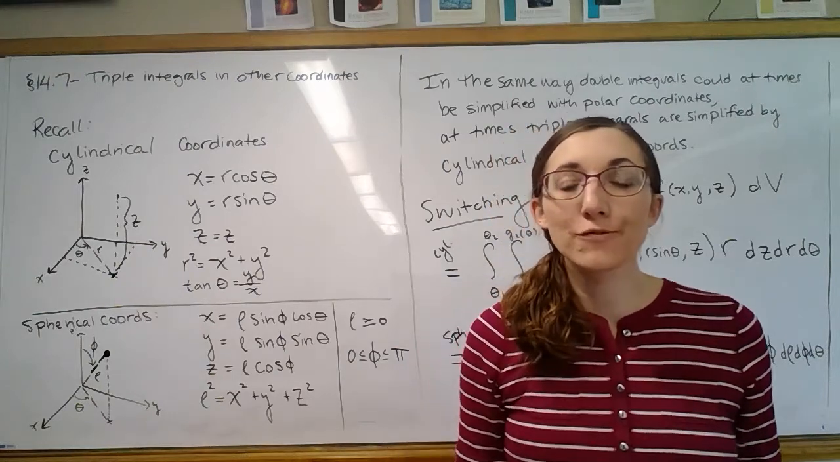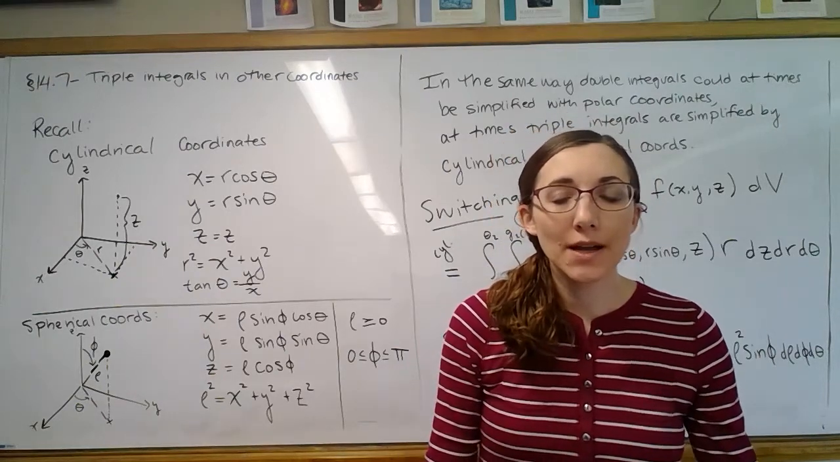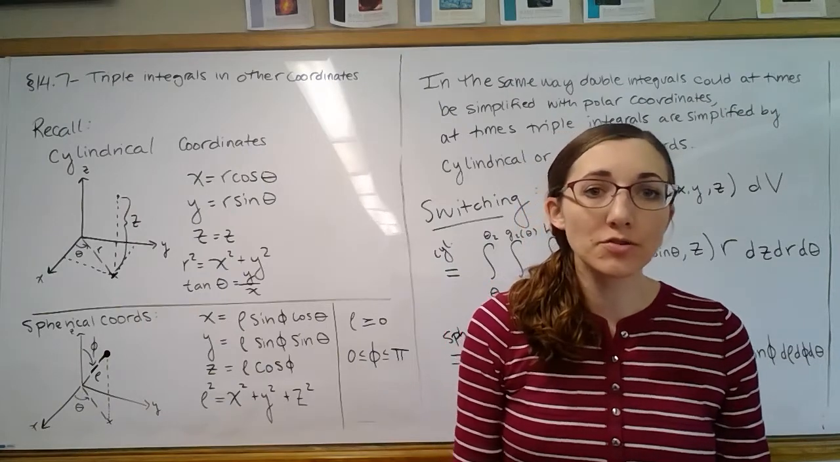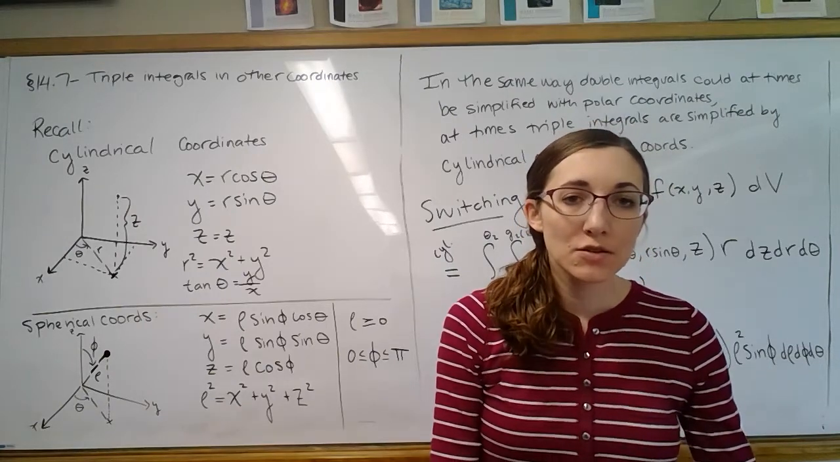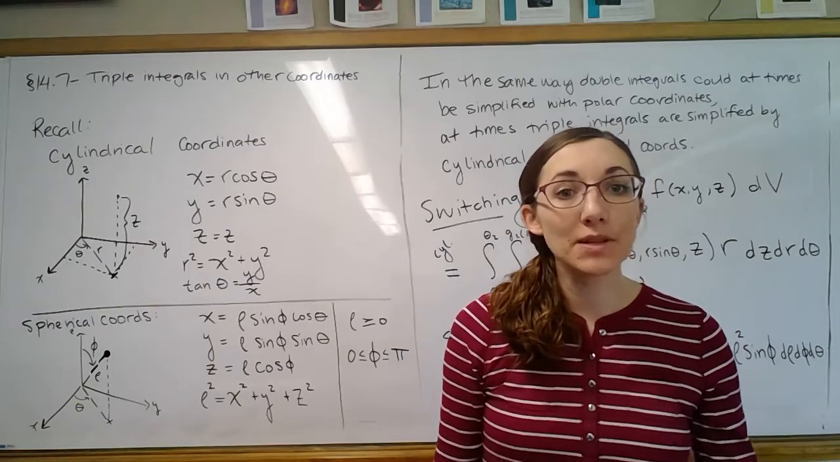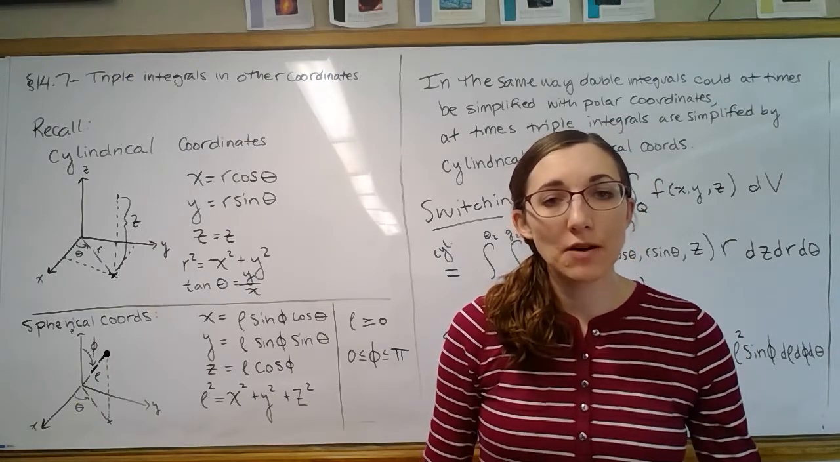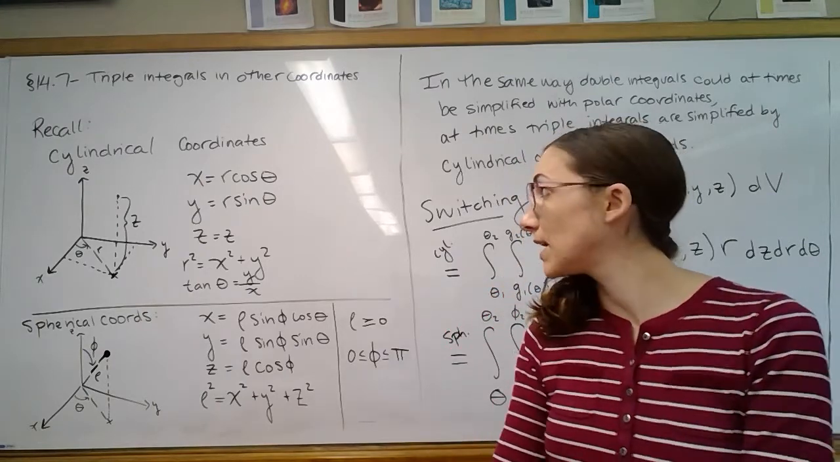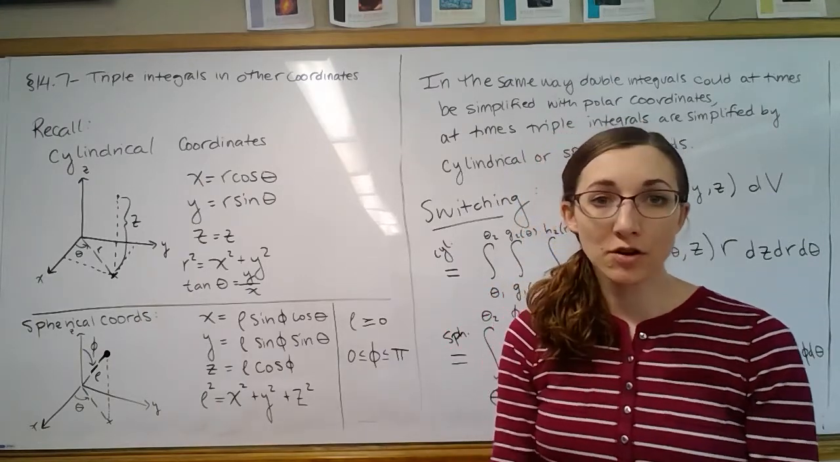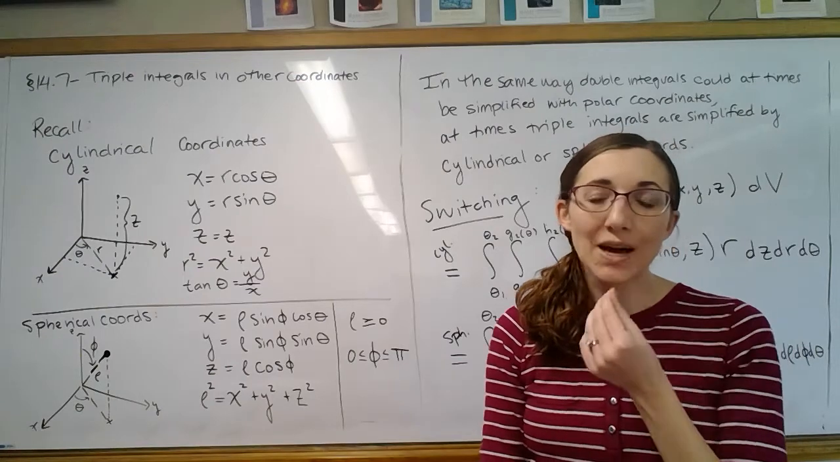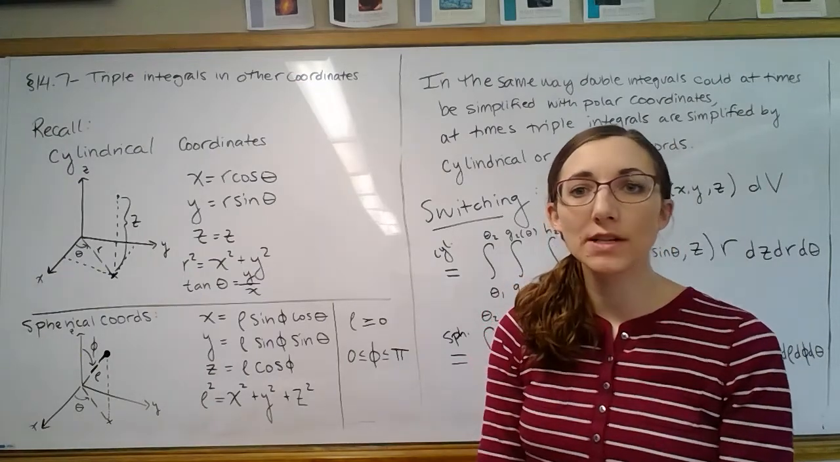We're on section 14.7, and we're going to be talking about converting triple integrals to other coordinate systems. So we've already done double integrals into polar coordinates. Now what we're going to do is triple integrals into either cylindrical or spherical coordinates. So we can recall what those two coordinate systems looked like.